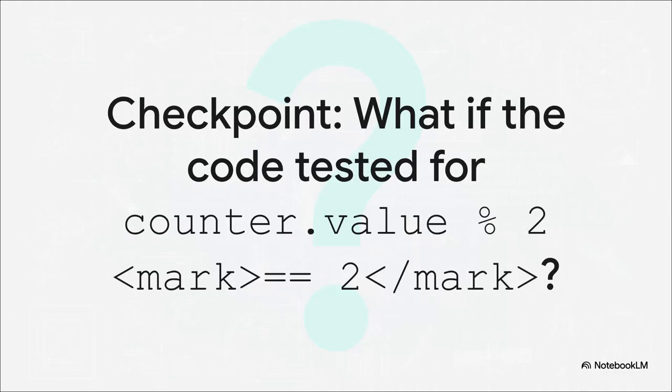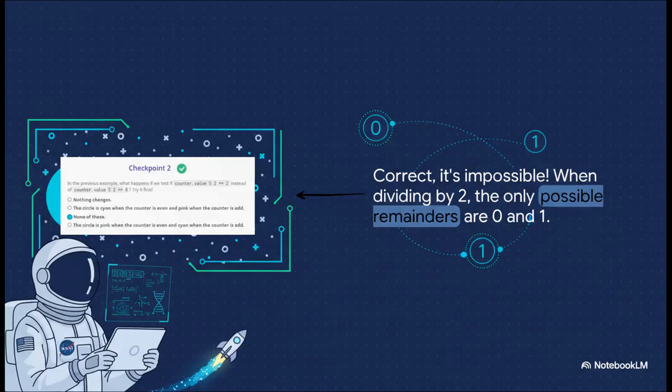Time for another checkpoint. This one's a little bit of a brain teaser, so get ready. What do you think would happen if we changed that if statement to check if the remainder is equal to 2? So if counter.value % 2 equals 2, what would the program do then? Ha, you got it. It's a trick question.